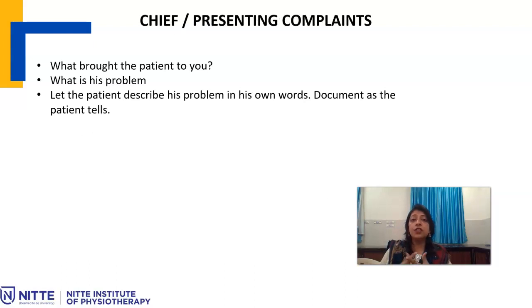Next, we have to talk about the chief complaints or the presenting complaints of the patient, which means why the patient is here, what brought the patient to you, what his problem is. When you ask, why are you here, what is your problem, the chief complaints documented by the therapist should be in the patient's own words. If he says, I have pain in the right shoulder, also I feel tingling and numbness in my arm or hand, you will have to jot down the points as the patient talks.